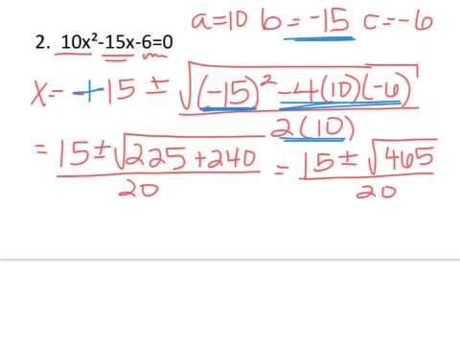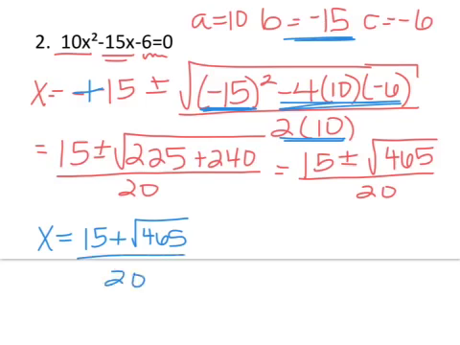When I put in 15 plus the square root of 465 in the calculator, and then hit equals, then hit divide by 20, and hit equals again, you should get x equals positive 1.83, and that's rounded.